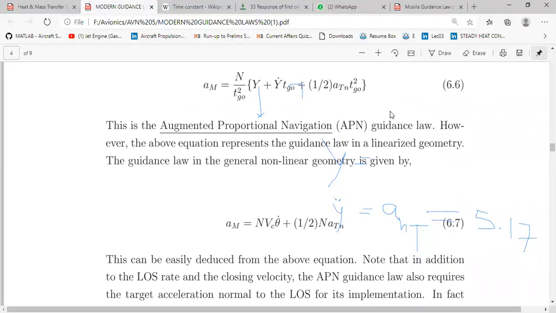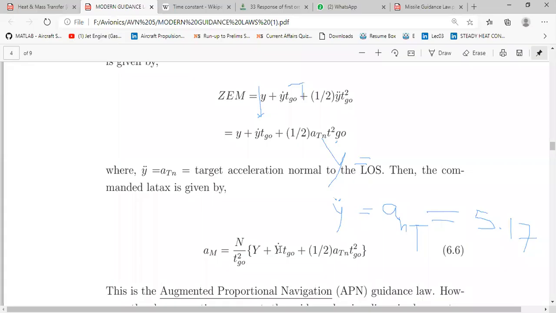We will directly use it in the formula of your APN. Here is the formula: N divided by time to go square into y plus y dot time to go plus 1/2 ATN time to go square. ATN is already calculated, y dot you calculated, y is given. So you will get the required latex command for the missile using APN. Find out how much is coming.